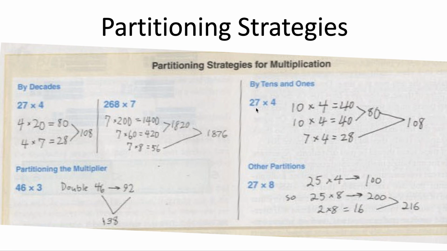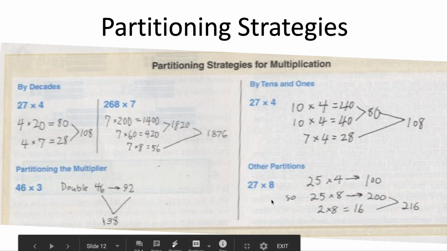So instead of just partitioning 27 as 20 and 7, this student broke down 20 further, breaking 20 as 10 and 10 and 7. So 10 times 4 is 40, again 40, and 7 times 4. That's exactly the same as 27 times 4. And then you add them together, right? And different partitioning can be relating the number to something familiar, like money.